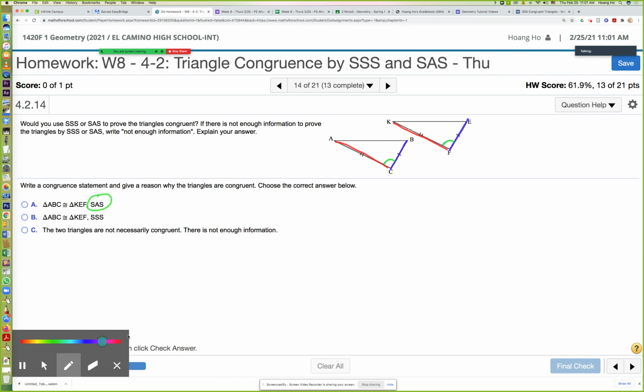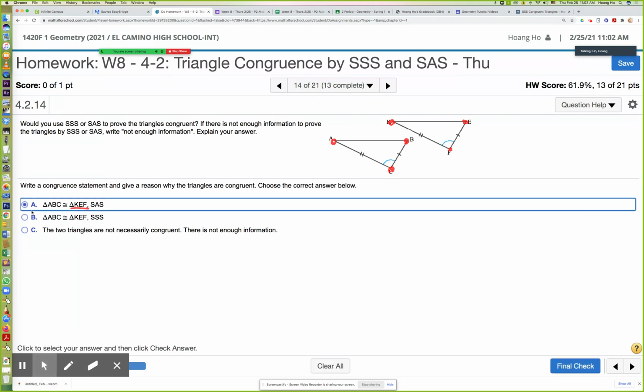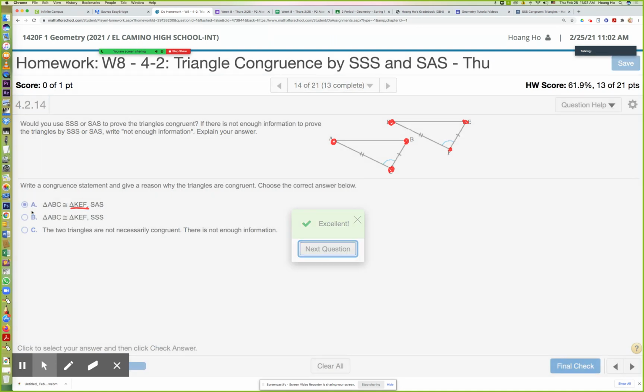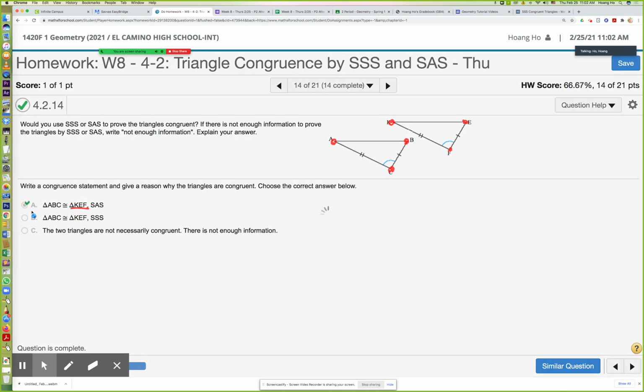Let's check out the name. ABC, not the other way around. A, B, and then C. So it should go with K, E, F. KEF. All right, so the name is correct, so they do not trick you on that. So I should conclude SAS.